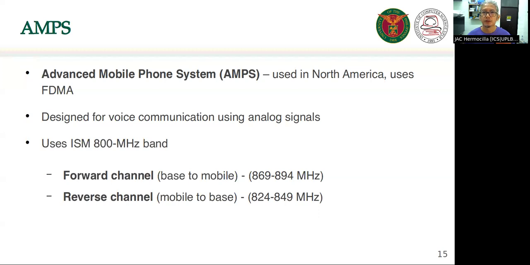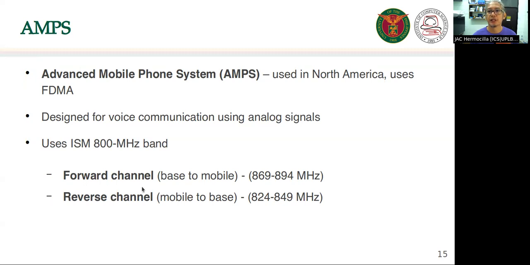The first standard or technology is 1G, first generation, called AMPS, Advanced Mobile Phone System, which was used in North America, and it uses frequency division multiple access. It is designed for voice communication using analog signals and uses the 800 megahertz ISM band.